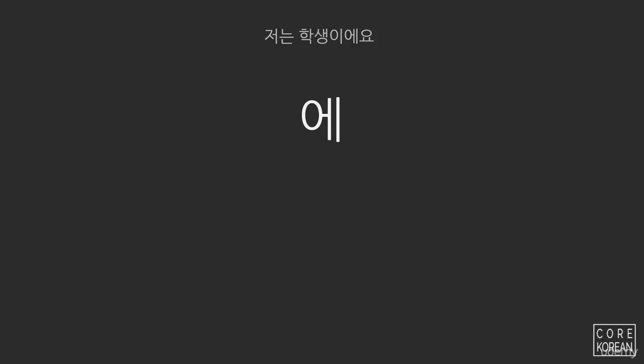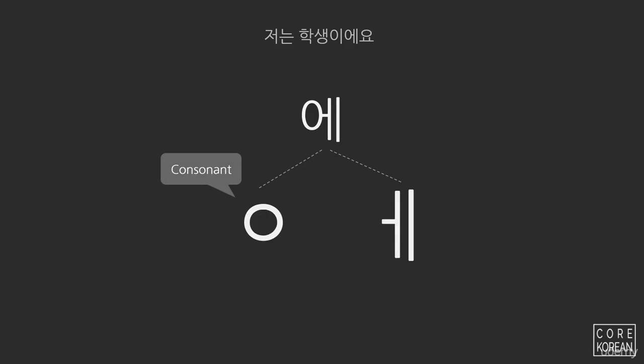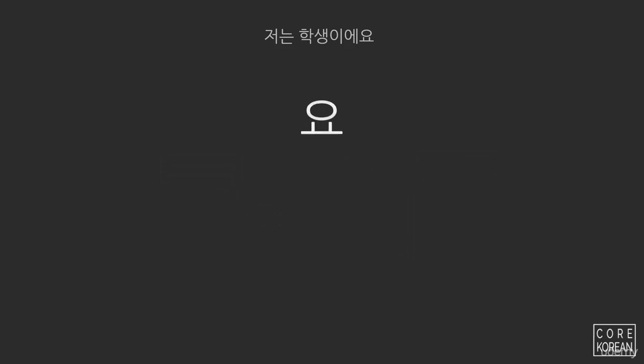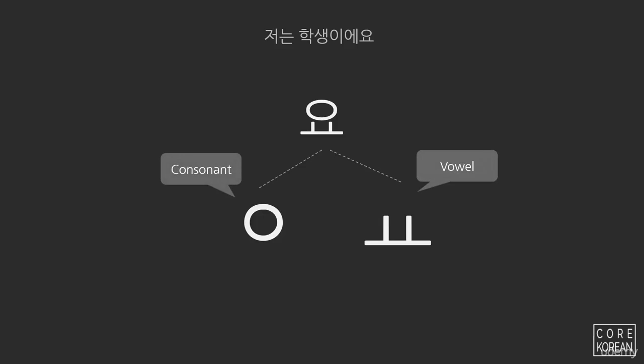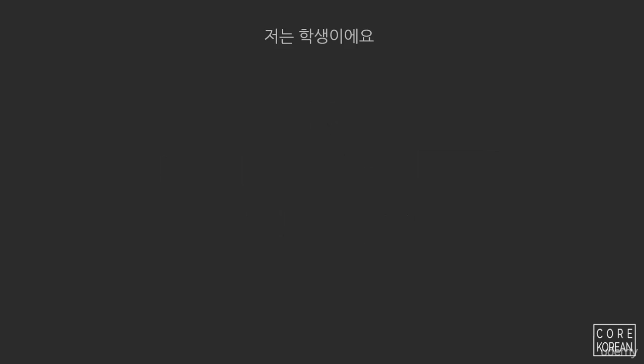This character is pronounced 에. It consists of two parts, a consonant and a vowel. This one is a consonant and this one is a vowel. This character is pronounced 요. It consists of two parts, a consonant and a vowel. This one is a consonant and this one is a vowel. So with all this together, they make the word 이에요. That means am.